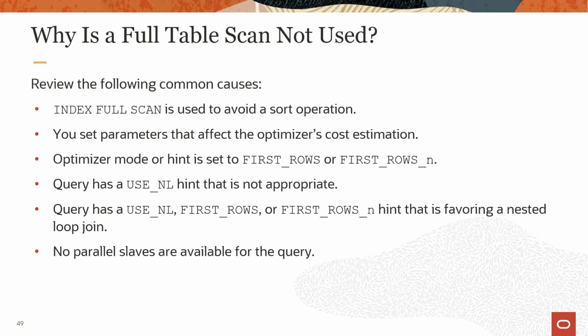Why is a full table scan not being used? It can be that it's using an index full scan to avoid a sort operation, or that you have set parameters that influence the behavior of the optimizer, or the optimizer mode or optimizer hint is set to first rows or first rows n, or the query has a use nested loop hint that is not appropriate, or the query has a use nested loop first rows or first rows n hint that is favoring a nested loop join, or no parallel slaves are available for the query.